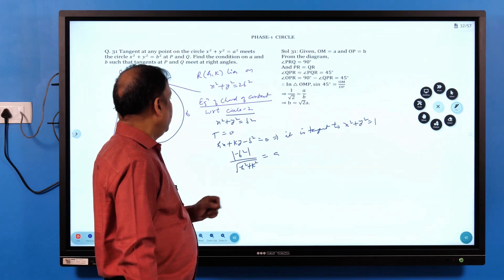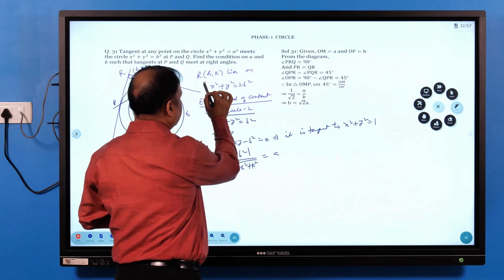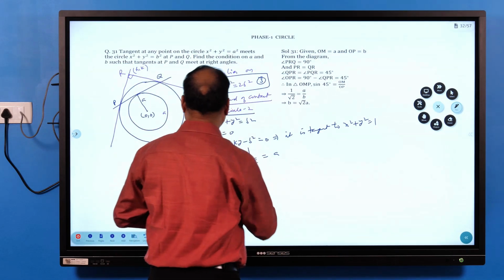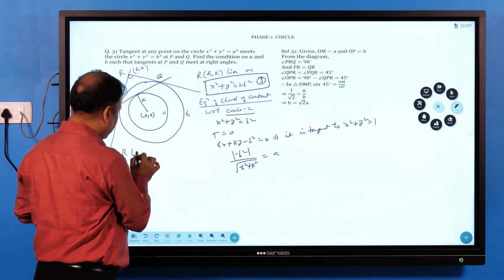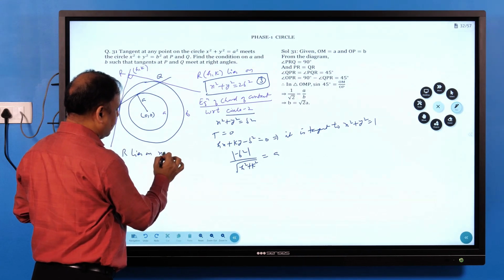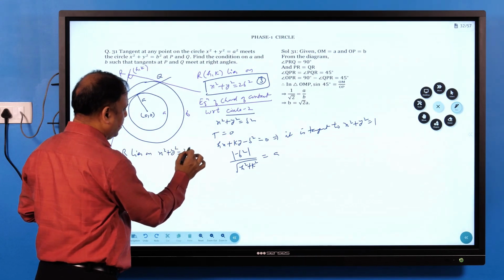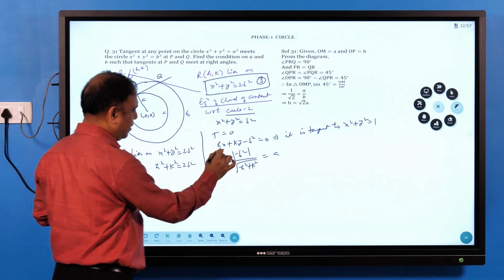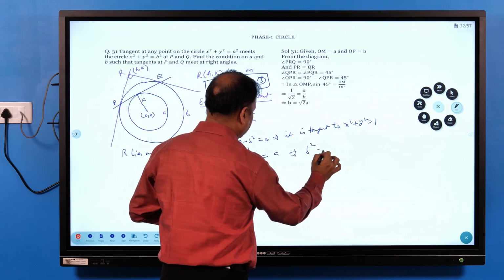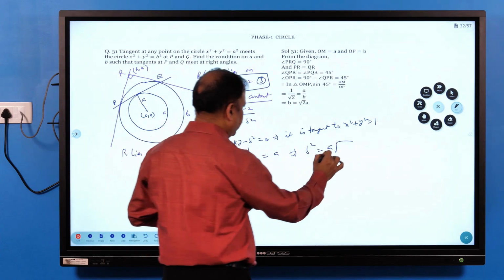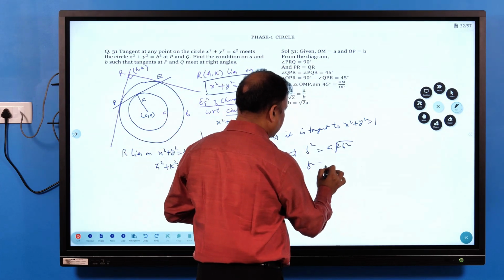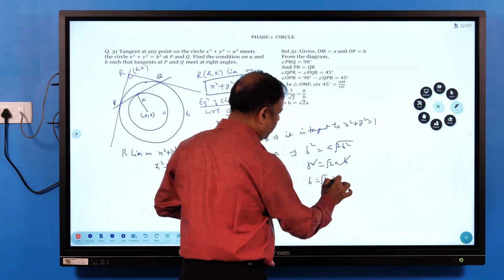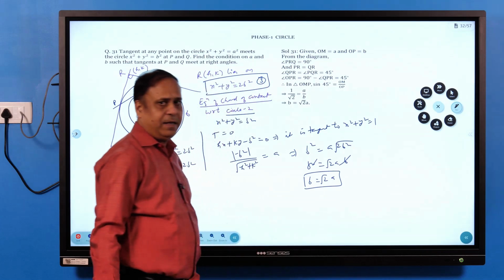Now, h square plus k square will lie on this. This is circle 3. So R lies on x square plus y square is equal to 2b square. So this implies h square plus k square is equal to 2b square. So this gives b square is equal to a under root of 2b square. So b square is equal to root 2 a b. So b will cancel. So b is equal to root 2 a. So this is a relationship between a and b.